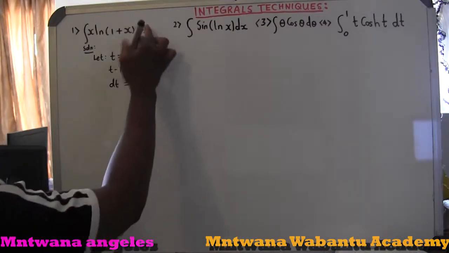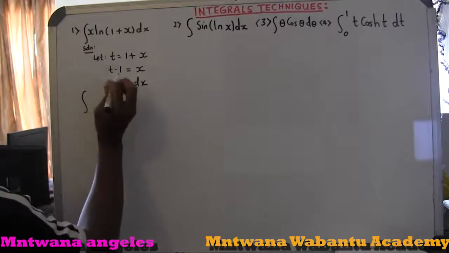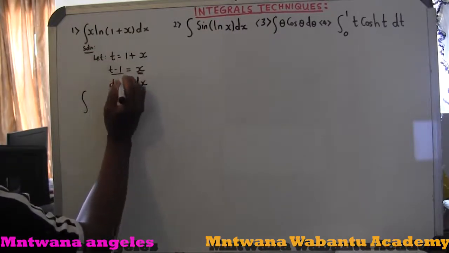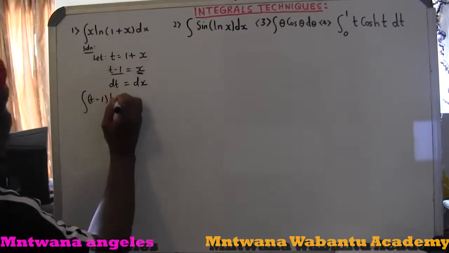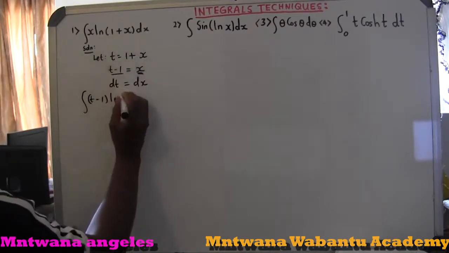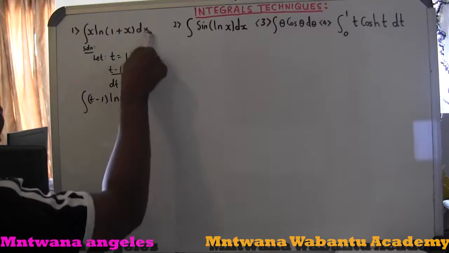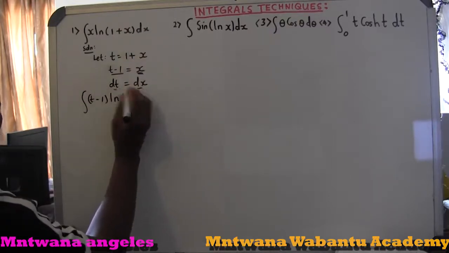So I want to go ahead and replace everything. So, integral. What is my x? x equal to t minus 1. So t minus 1, and then you have ln of 1 plus x. 1 plus x equal to t. Okay, dt equal to dx.